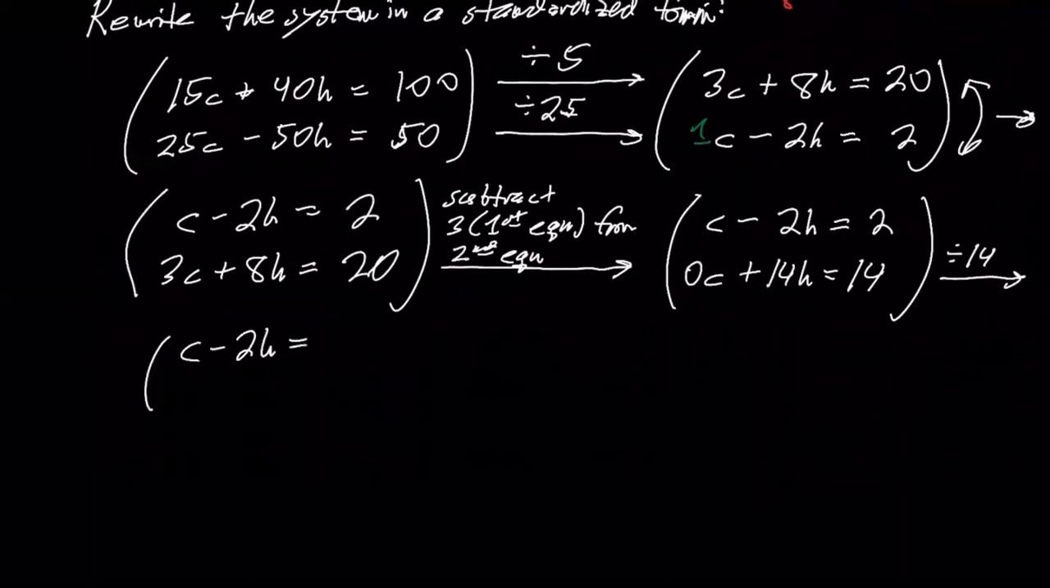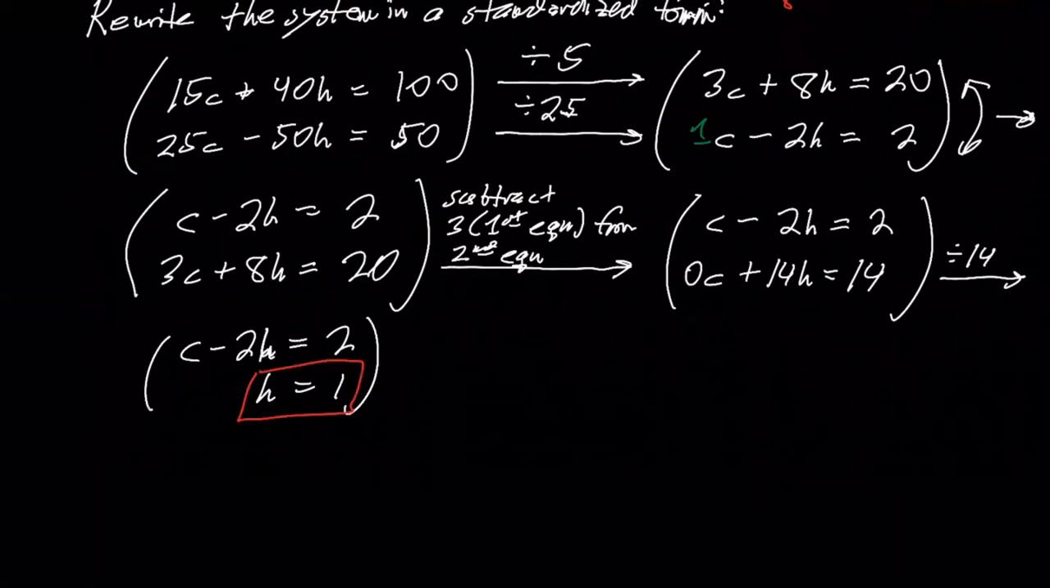We still have the first equation, C minus 2H. If we divide the second equation by 14, we get H equals 1. That's exciting. And at that point, we can really just plug it back in and solve for C. So H equals 1 is our first answer.